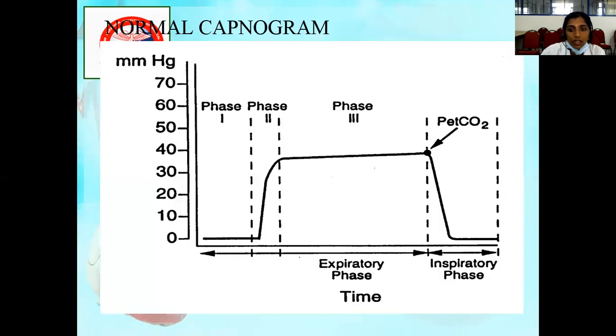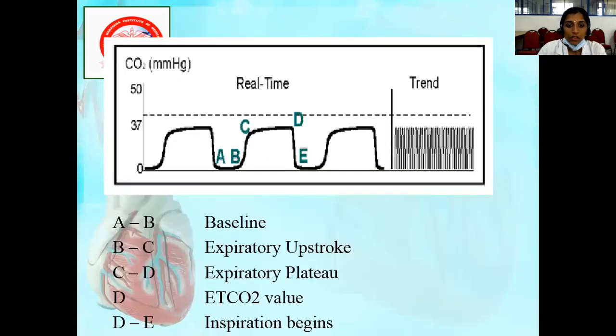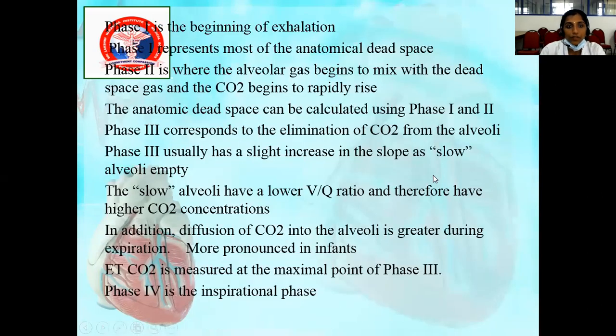This is the picture of a normal capnogram. It will have four phases. There will be a baseline, then an expiratory upstroke followed by an expiratory plateau. Then this point D is where the end tidal CO2 value is taken, which is reflected as a number. And then we have the start of inspiration.